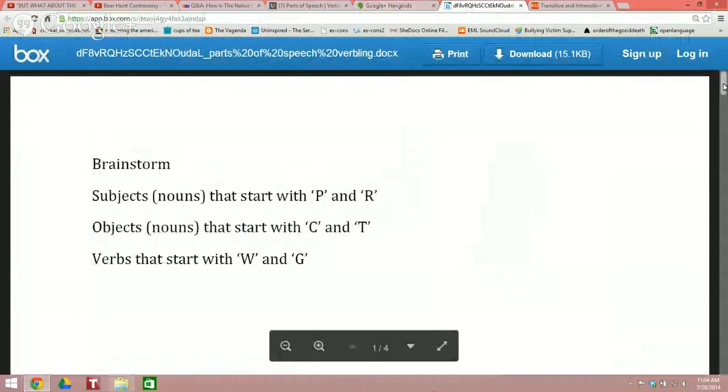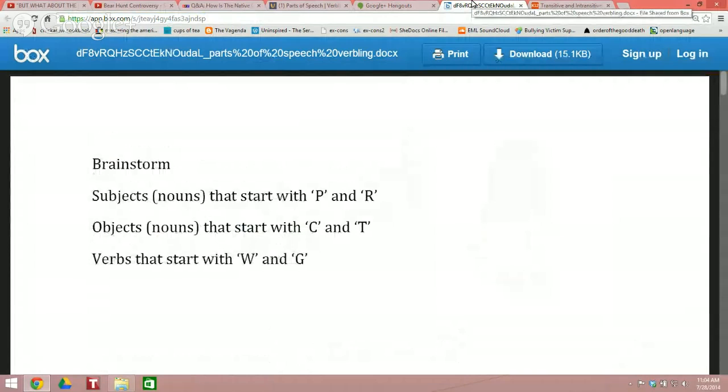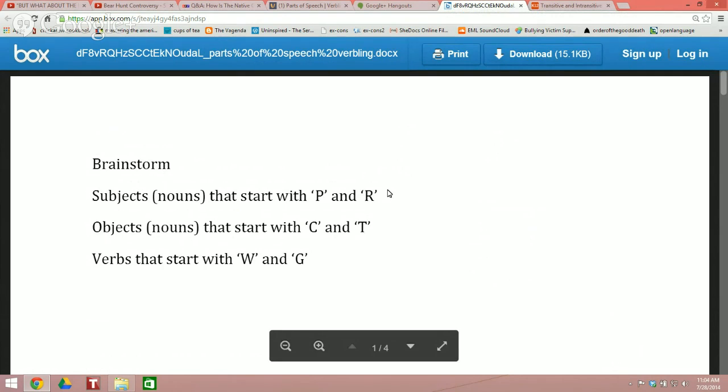Here we are. So to start class off, we're going to be brainstorming some words, mostly nouns and verbs. And as soon as we get a couple people in class, we'll be able to start. I'll come up with a few examples to start us off. So the first brainstorming prompt, subjects, is a noun because subjects are nouns. And we're brainstorming subjects that start with P and R.